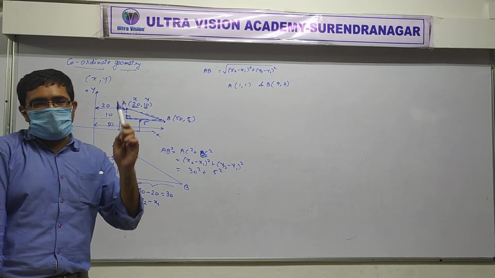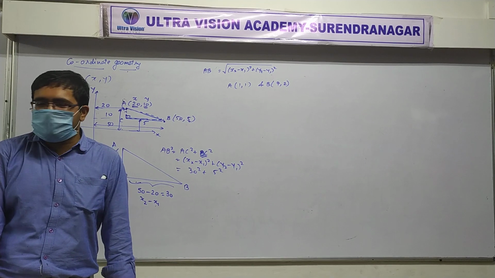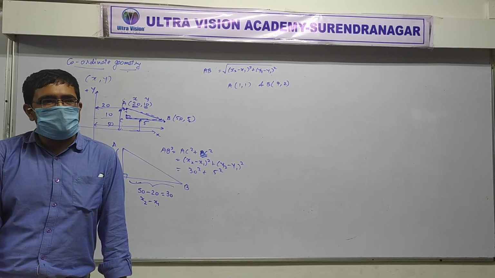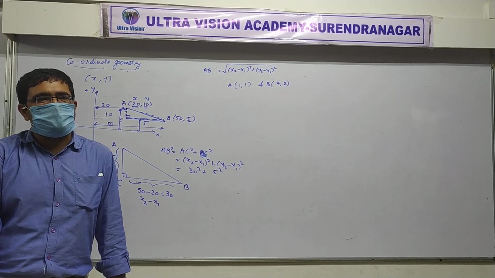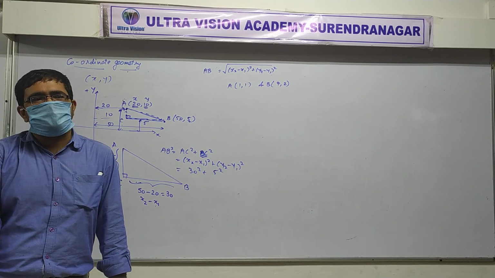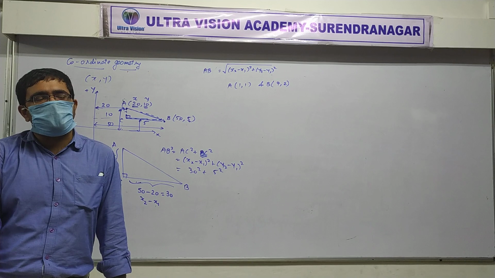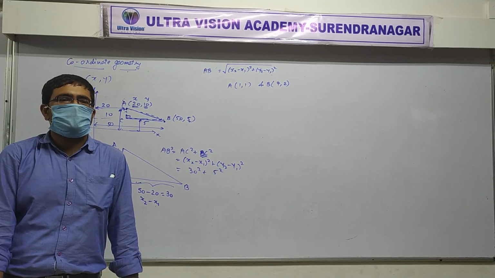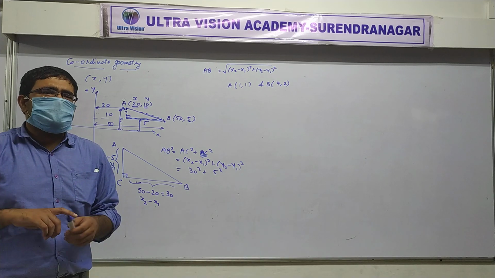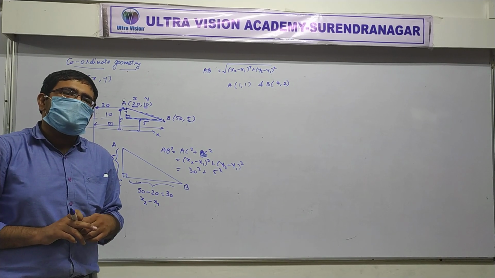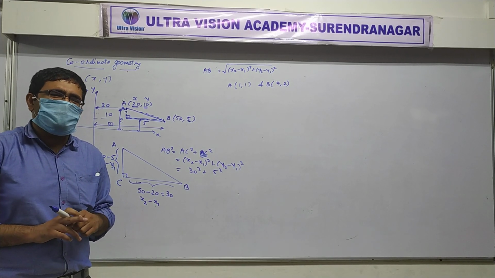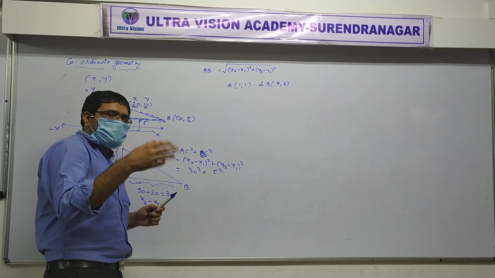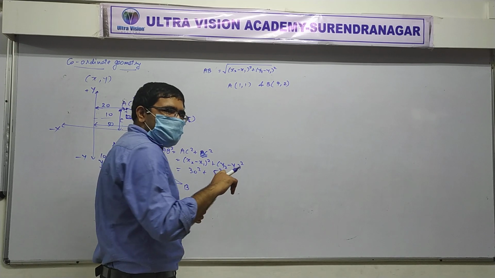Root 37 is what she said. Who agrees? Who disagrees? What's your answer, Vishwa? Root 40. Jennifer? Root minus 37. When you square the whole term, you'll always get it positive, right?